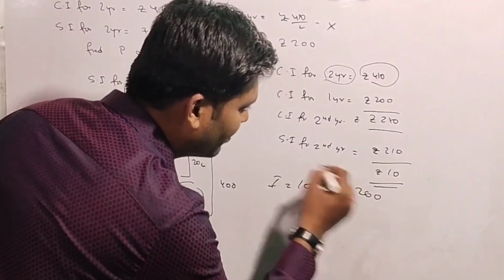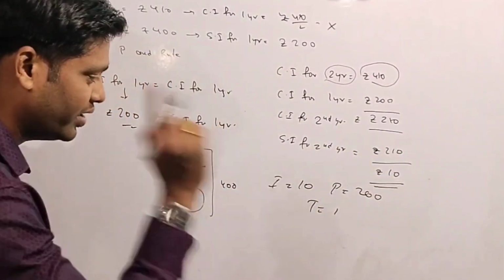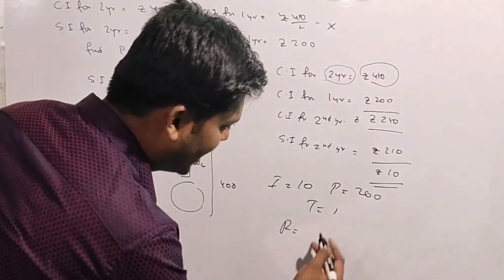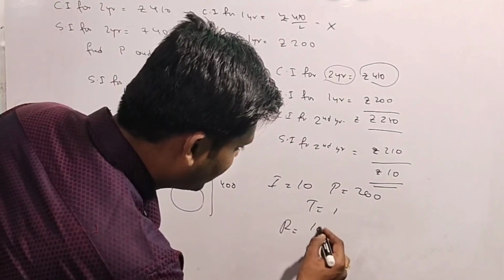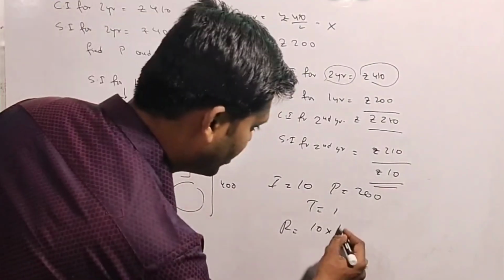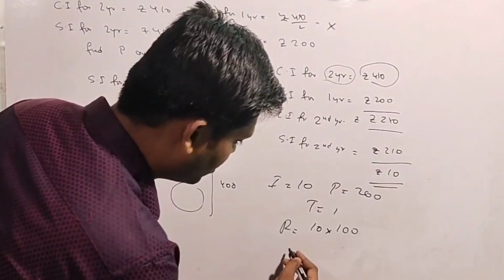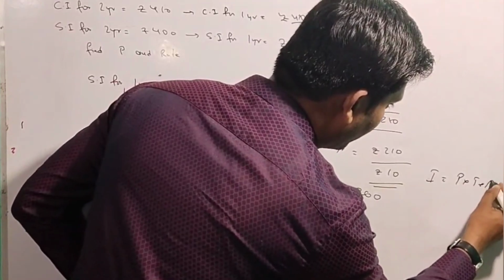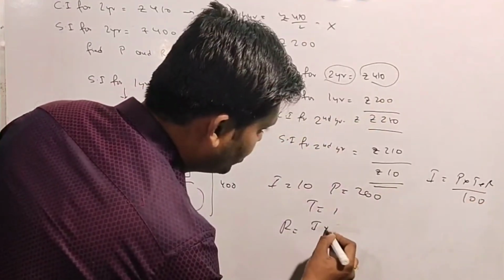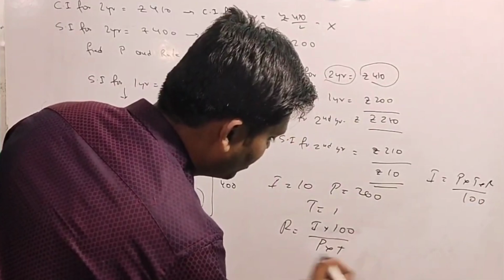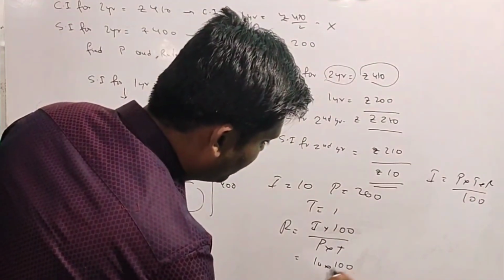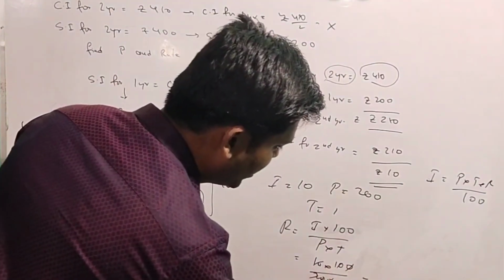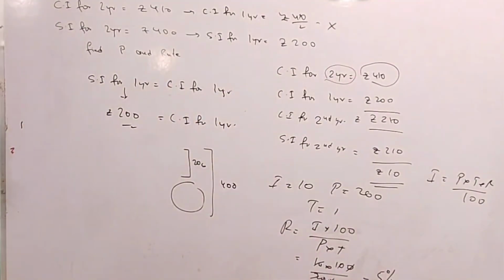The time is for 1 year, particularly the second year. Second year means 1 year only, not 2 years. So your rate will be, if you calculate, interest into 100 by principal into time. The formula is I equals P into T into R by 100, so R equals I into 100 by P into T. So I is 10 rupees into 100, by principal 200 into T is 1 year. So rate is 5%. So rate we have got as 5%.